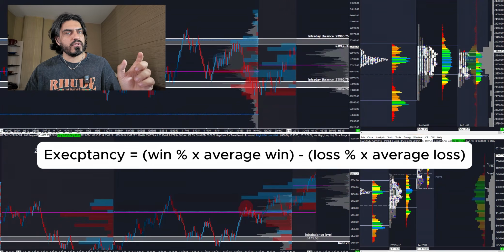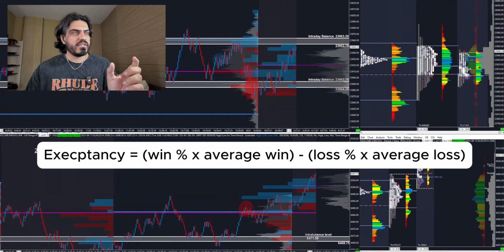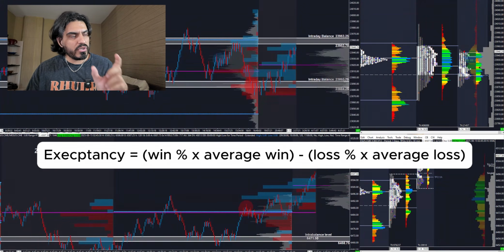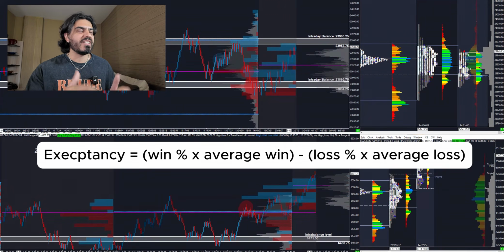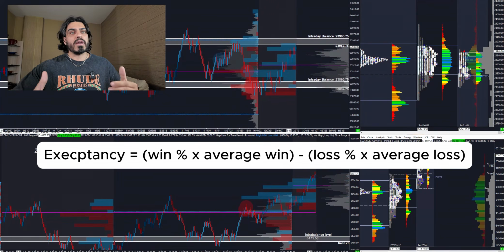So what's easier to increase, your win rate percentage or your average win? Realistically, it's probably a little easier to increase your R to R, so your average win, rather than the win rate percentage. That's why the win rate percentage isn't necessarily the number one thing that we're gunning for that's going to make us good traders, right?